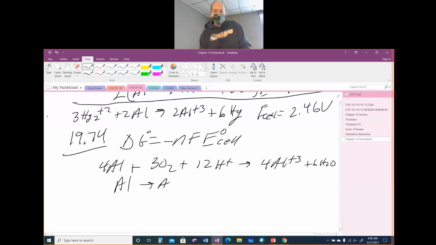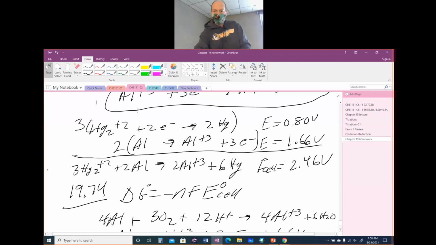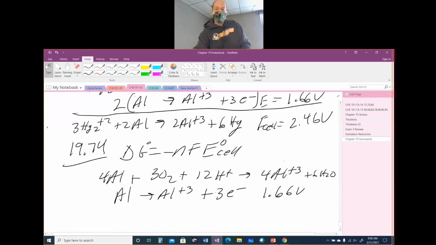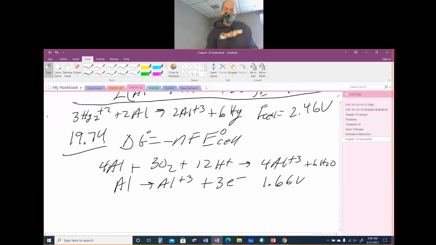Al is going to Al3+ plus 3 electrons, and that was 1.66 volts. We just had that up above. Of course, on your chart, it says negative 1.66, but you see that the aluminum is not the reduction, it is the oxidation, so it is a positive 1.66 volts. You're going to multiply this by 4 because in the balanced reaction, there's 4. Also, you need to remember, you do not multiply your E value by 4.